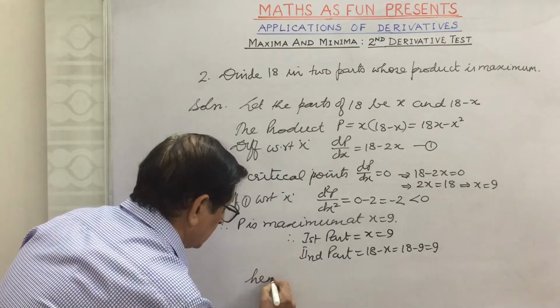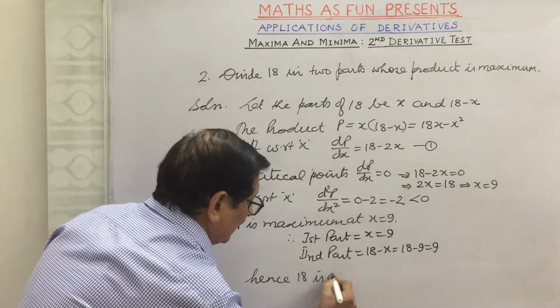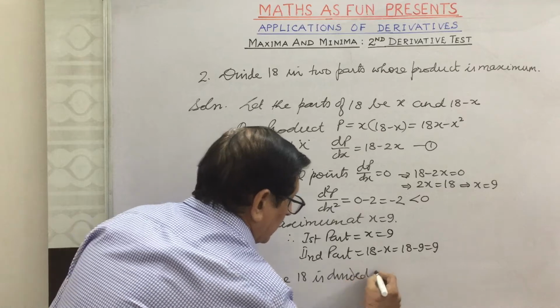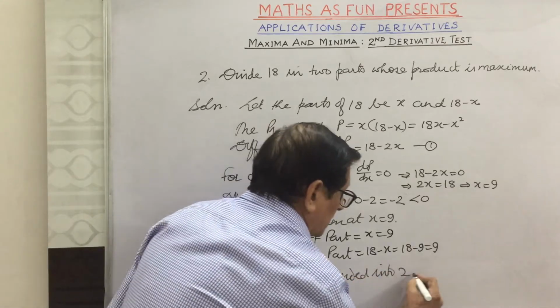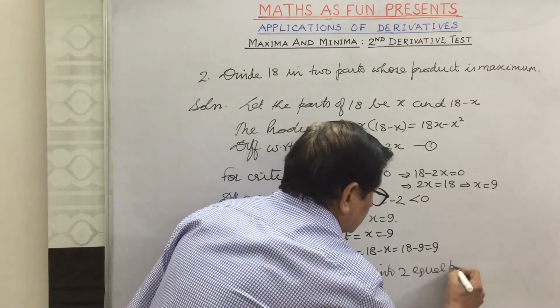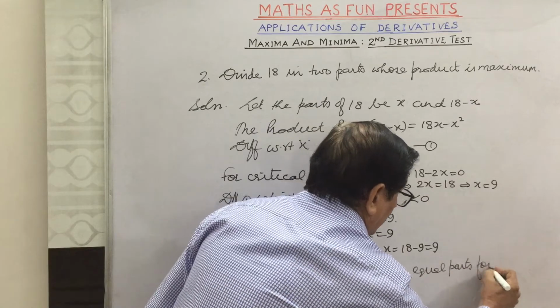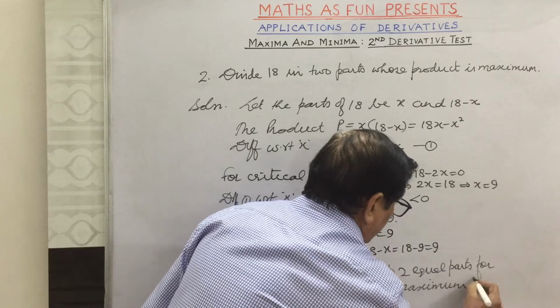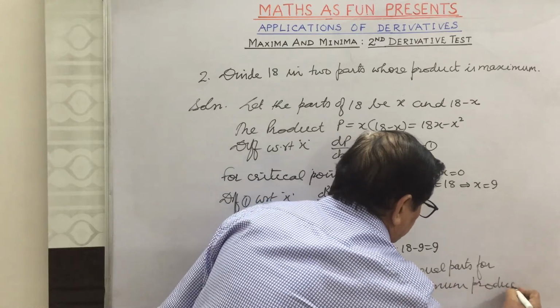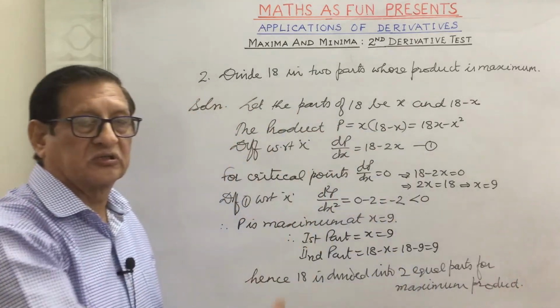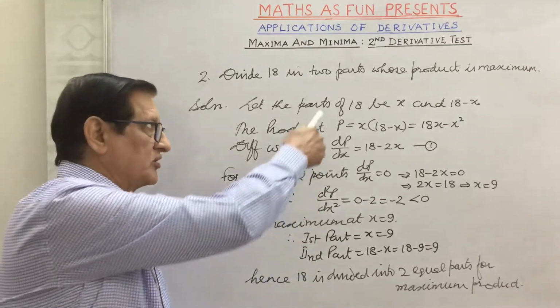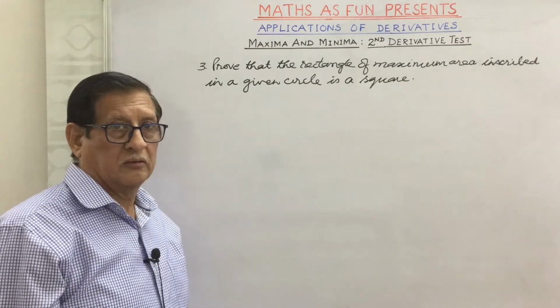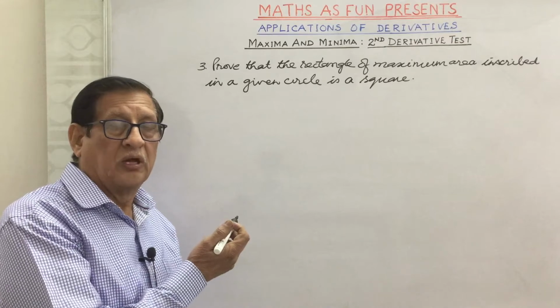Hence 18 is divided into two equal parts for maximum product. Like this we can find out the solution of a problem by using the second derivative test. We take up a problem on plane figures now.